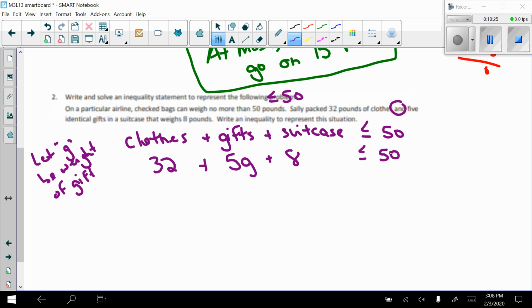Now remember, we solve the inequality just like we solve an equation. Combine and distribute, undo your constant, undo your coefficient. So I know that I have some combining to do. So 5G plus 40, so the 5 gifts plus the 40 pounds that I know of is less than or equal to 50. Oh, I hope those gifts don't weigh much, because the clothes in the suitcase alone are almost the maximum weight.